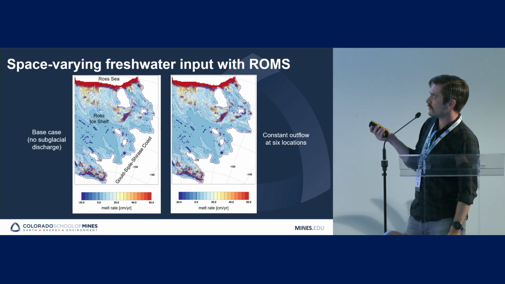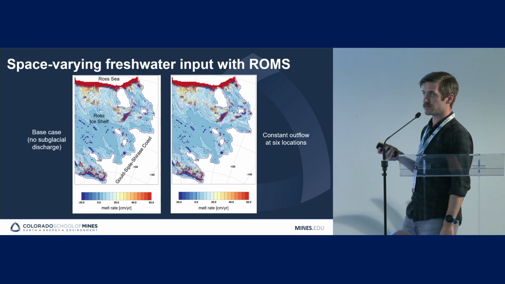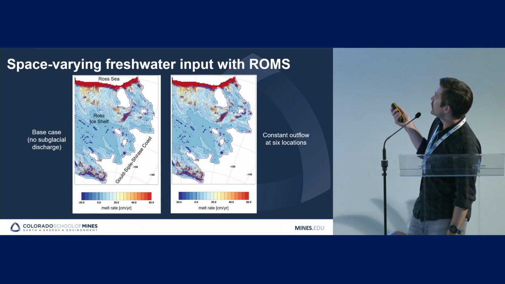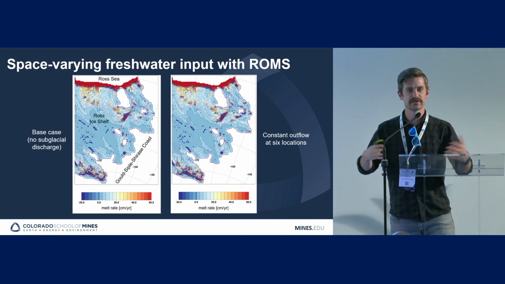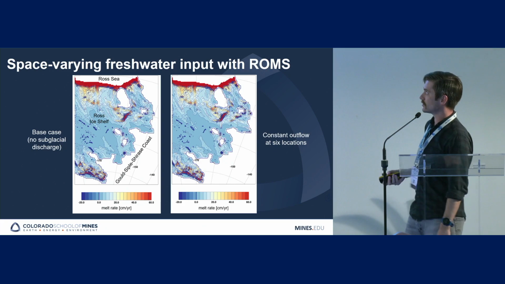And so on the left, we have a base case with no subglacial discharge. These are ice shelf basal melt rates coming out of the ROMS model. And then here's where you take just 6 locations. You can kind of see where the hotspots of melt are. So those are the locations, and we just start dumping some background flux into the model.